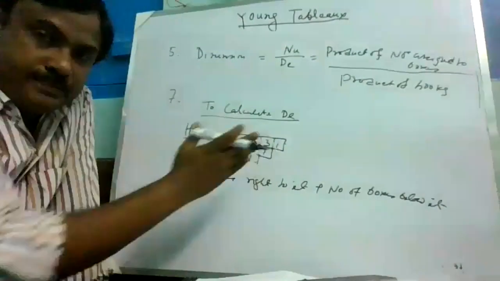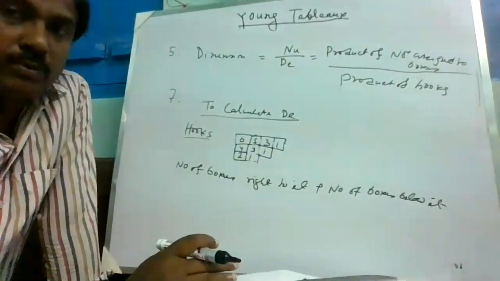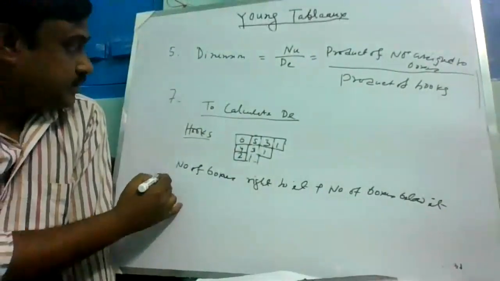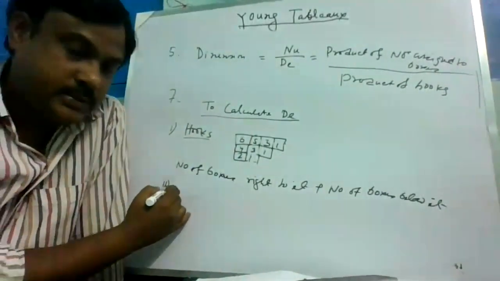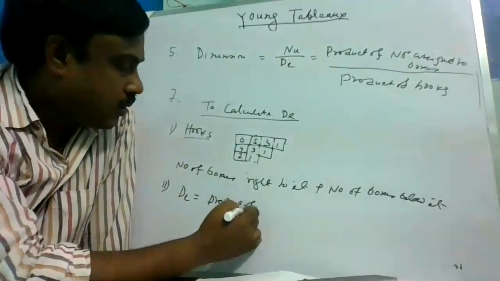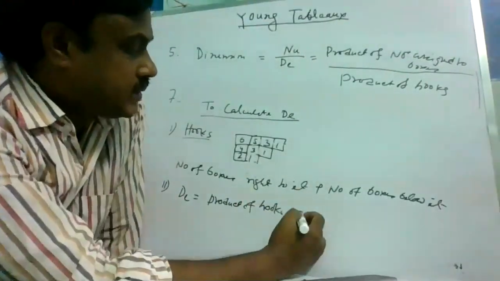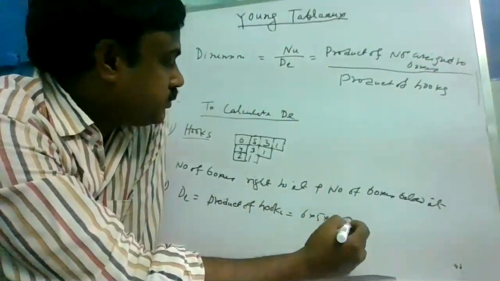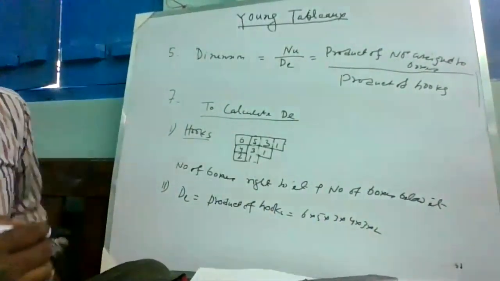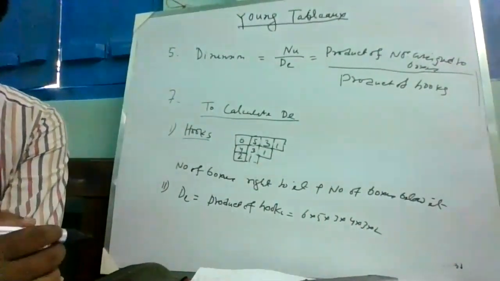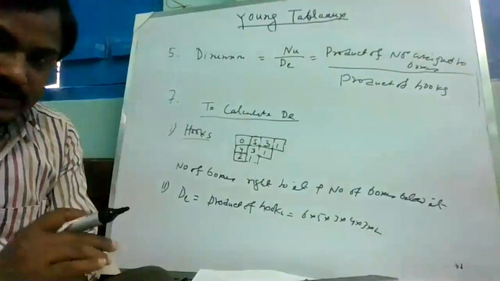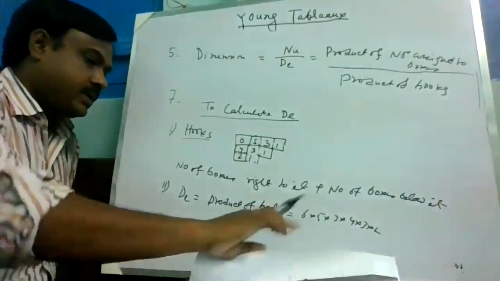You see that the extreme right bottom boxes have hook value 1. And denominator will be equal to the product of hooks. For this example, 6 into 5 into 3 into 4 into 3. So once we have calculated numerator and denominator, at once we can know its representation. Now let us take specific examples so that things will be clear to you.